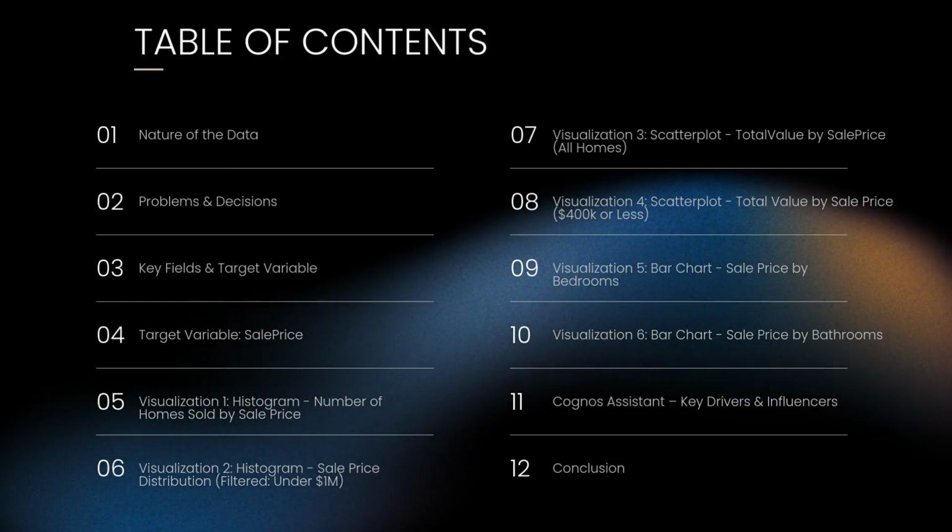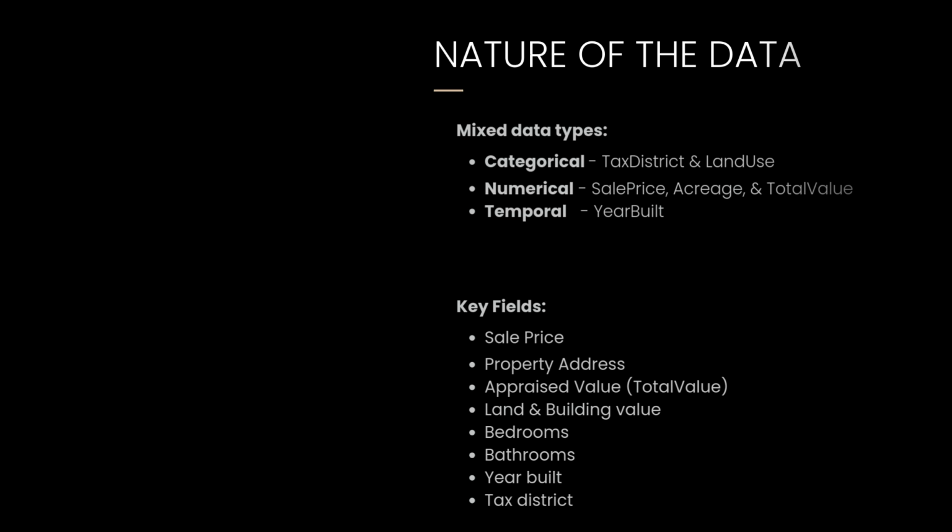Here's a quick overview of what I'll be covering today. I'll start with a high level summary of the dataset, then move on to the problems it can help solve. From there, we'll look at the fields, focus on the target variable, and review 5 visualizations that I discovered or created. I'll also touch on outliers, missing data, and insights from the Cognos Assistant before wrapping up.